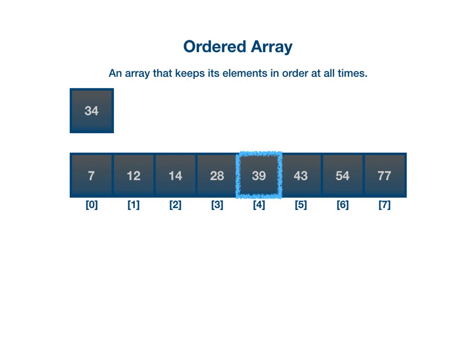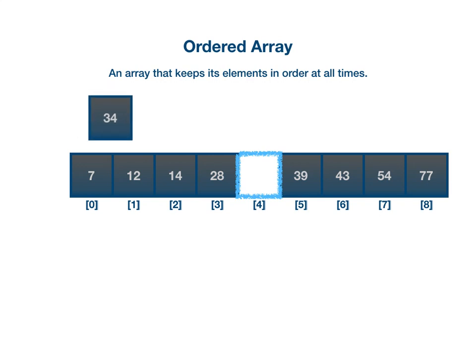But before I can do that, I have to shift all the values from index 4 onward back one slot. I do that to create space for 34. Once I've created that space, then I can add 34 to the array.